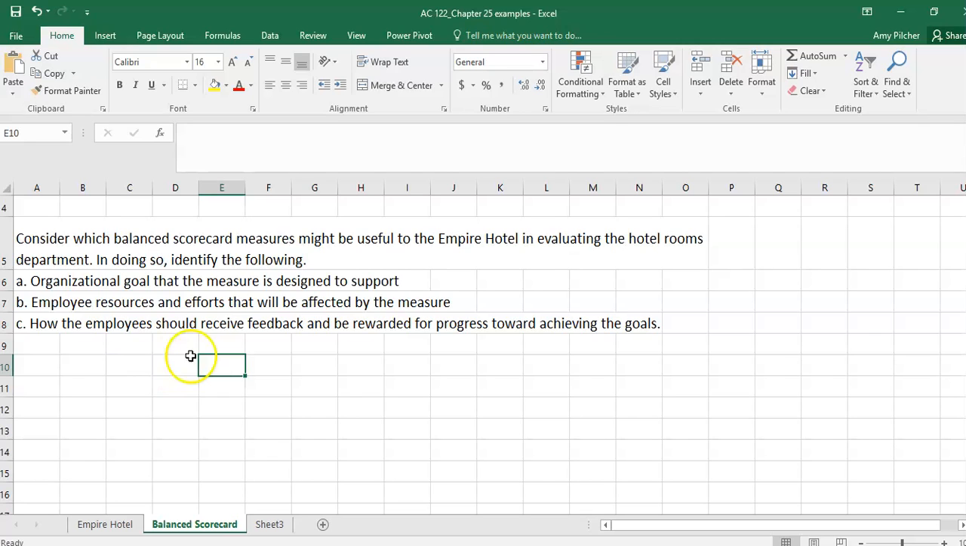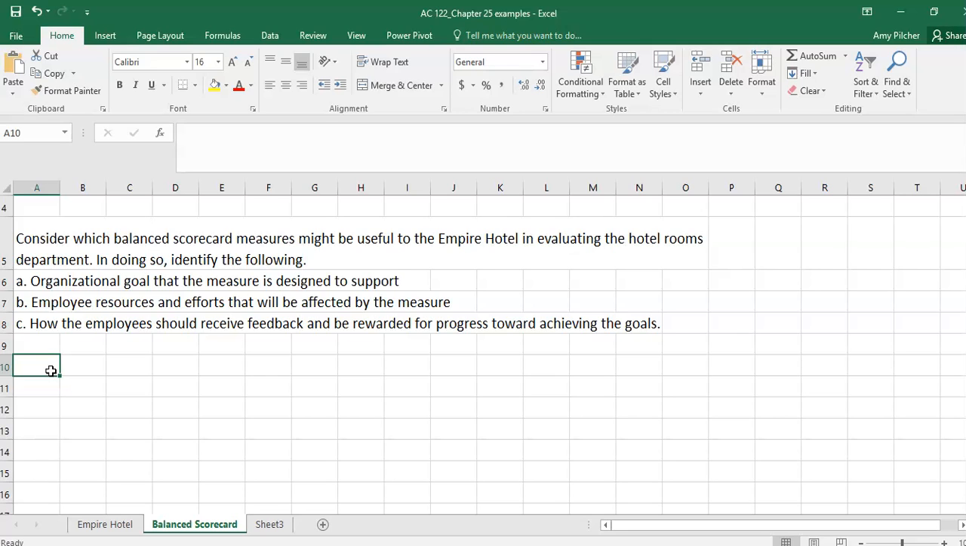So when we create a balanced scorecard, we have 4 characteristics in the balanced scorecard. So we have customer perspective, financial perspective, internal processes perspective, and employee training perspective. So when we're looking at creating balanced scorecard measures that we could evaluate the hotel rooms based on housekeeping, different things that we might want to look at are customer satisfaction. Do we see an increase or a decrease?